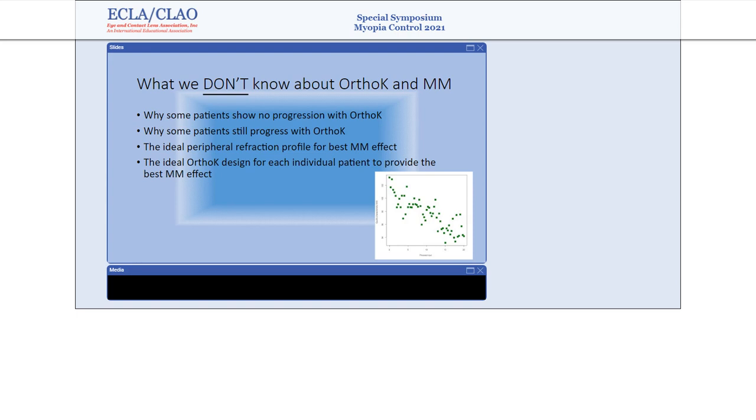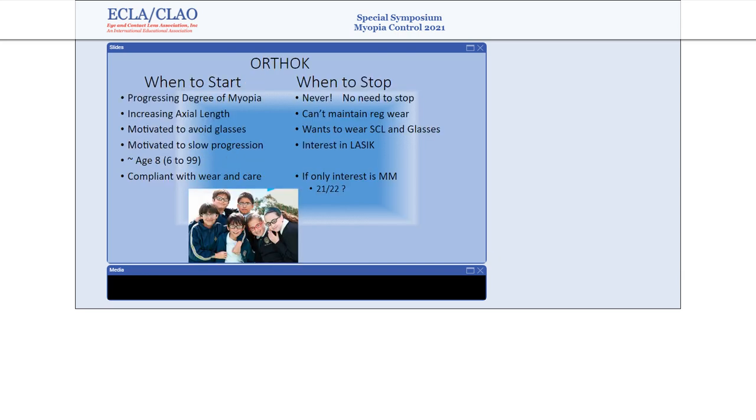A lot of the things that we really don't know about OrthoK and myopia management is why some patients still show progression and why others show absolutely no progression with OrthoK, that is, the individual differences in their effect. The ideal peripheral refractive profile for myopia management created with OrthoK is not totally known. So we may be able to manipulate that ideal peripheral refraction with OrthoK to make OrthoK even more effective than it is now.